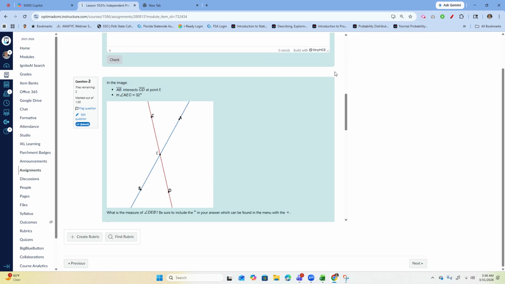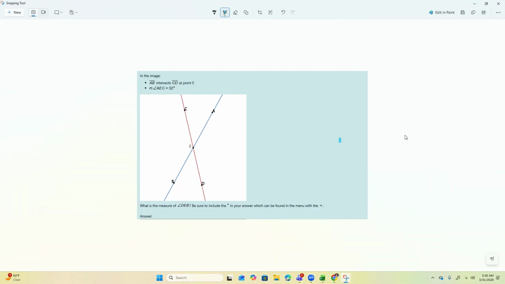So here's question number two. In question number two, they're asking us to find the measure of an angle. Let me get the picture here. Look down here. They ask you to find the measure of angle DEB. What I suggest is, let's find out first which angle that is in the picture. So DEB, we're talking about this angle here. They want to know how much this angle is.